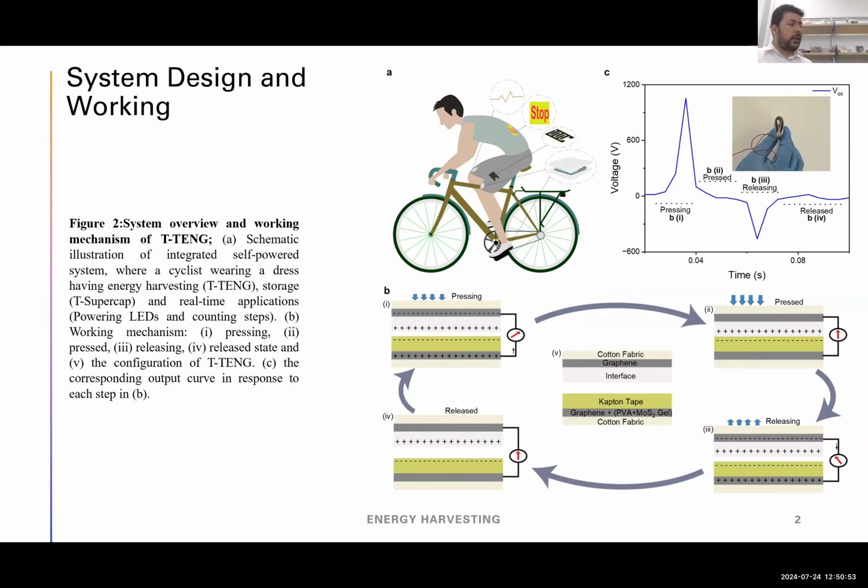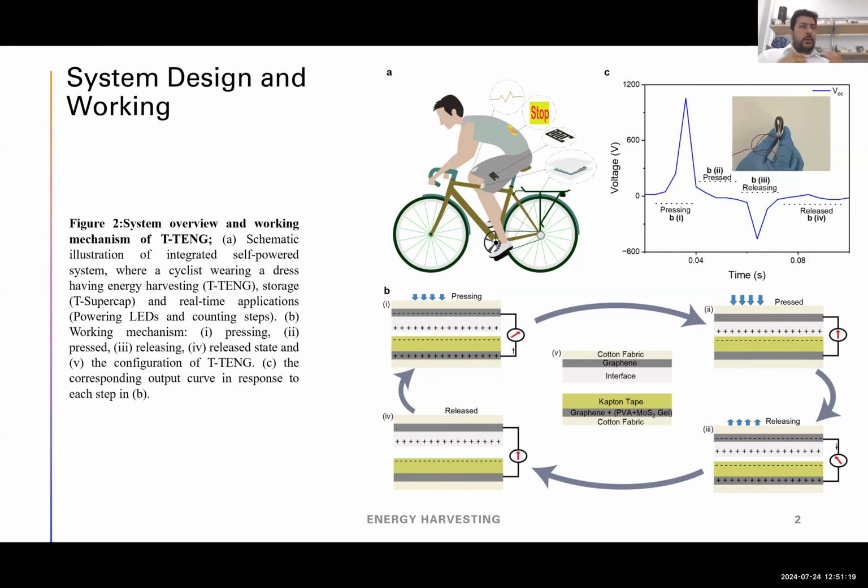As you know, in the UK in winter it is quite dark, and figure B is showing the mechanism of the device. The central figure shows the configuration of the device. So what we have is cotton fabric, which is sandwiched using a sponge as a spacer.